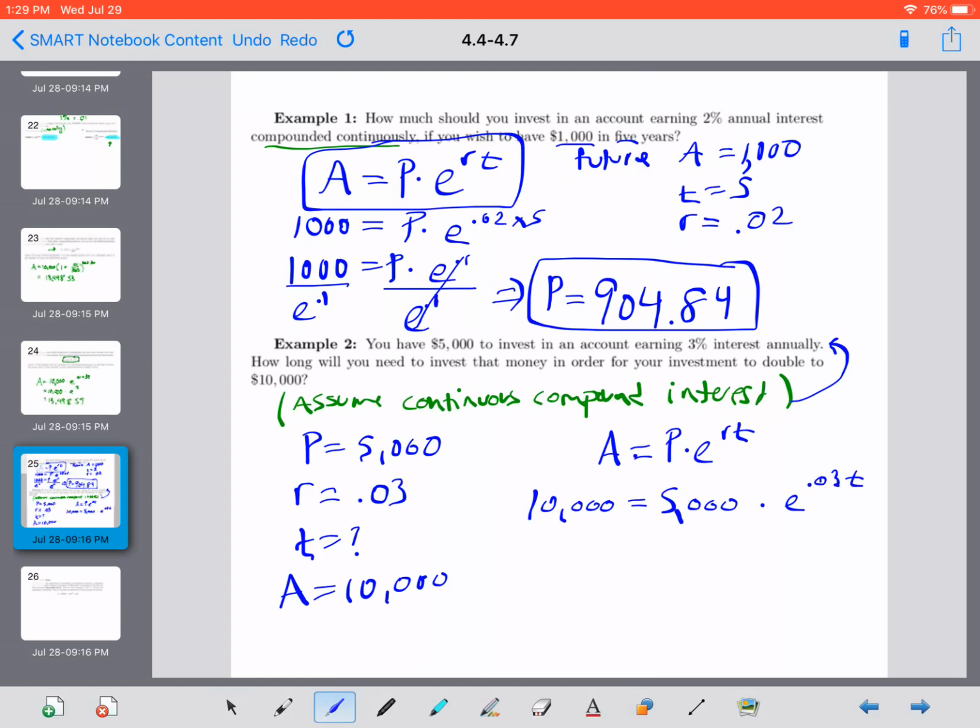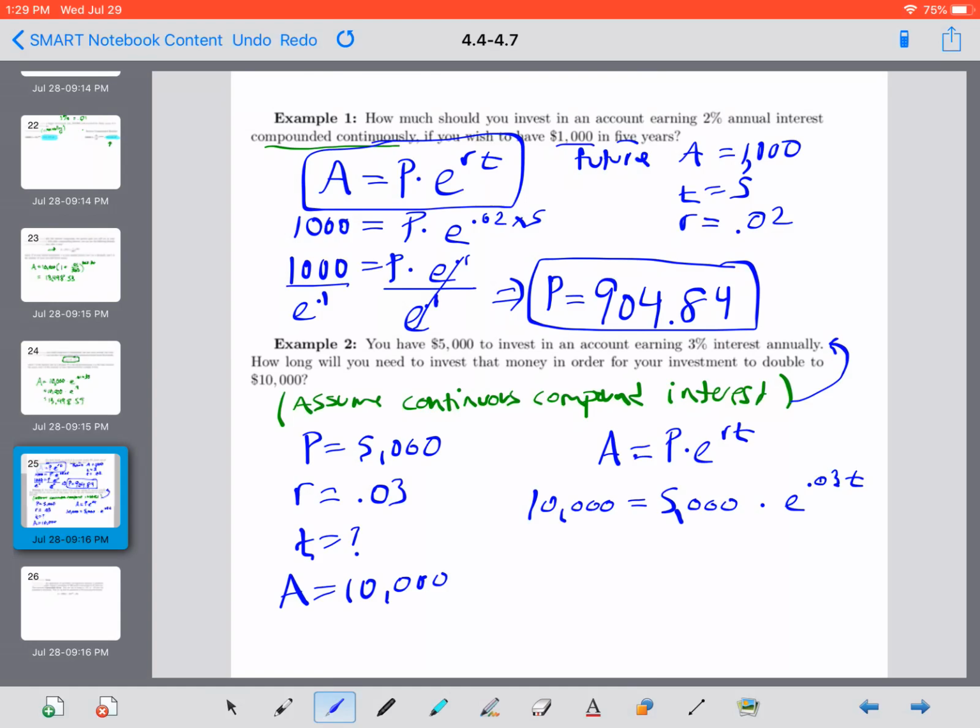We don't know t yet. We're still trying to figure that out. So what we need to do is solve for t. T is stuck up in the exponent here. How do we solve for t if it's currently an exponent? Well, lucky for us, we just did an entire video on this.